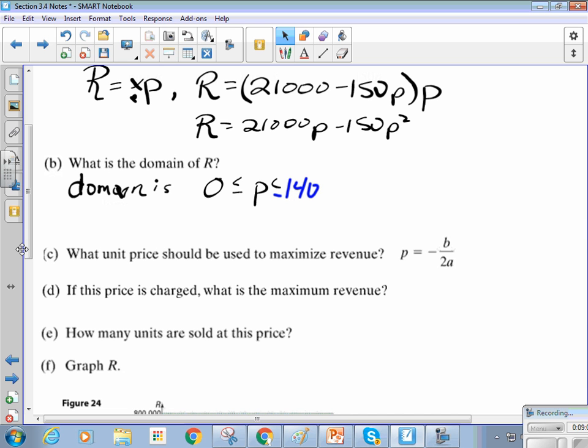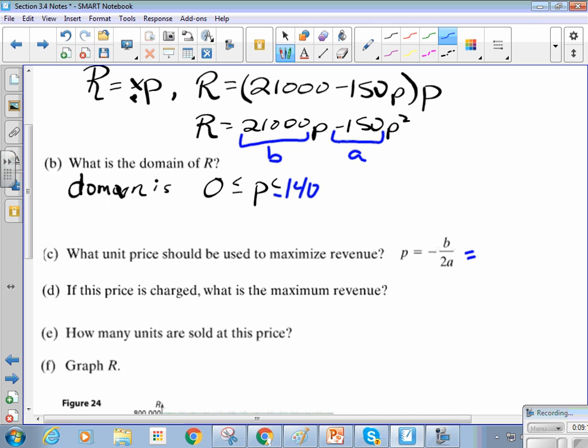So we're going to take our function. This guy is our A. This guy is our B. And we're going to plug it right on in to find our maximum. We're going to find the p-value that will maximize our revenue. Okay, so B is 21,000. 2 times A is negative 150.